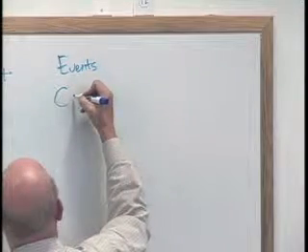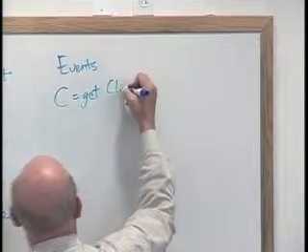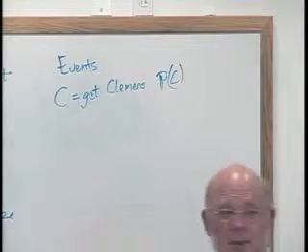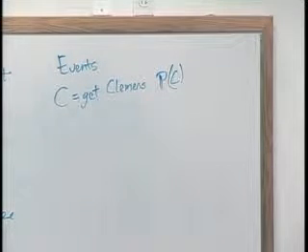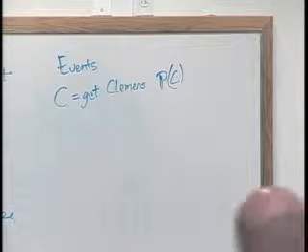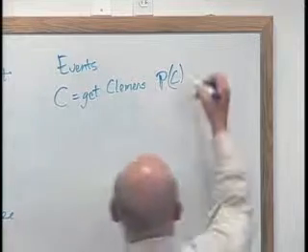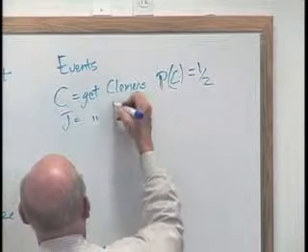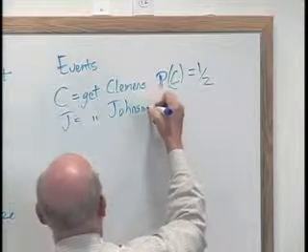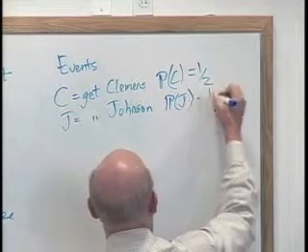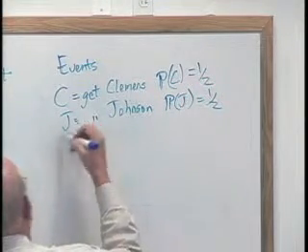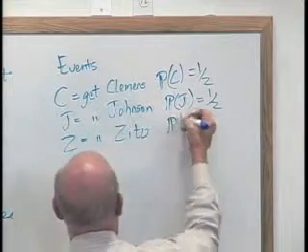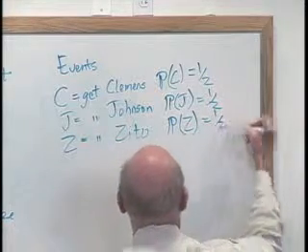Event C is the Yanks get Clemens. And what's the probability of that event? Not 1/4. 1/2, because they get Clemens on either a 1 or a 4. Similarly, J says they get Johnson, and the probability of that event is 1/2. And Z is the event that they get Zito, and the probability of that event is also 1/2.